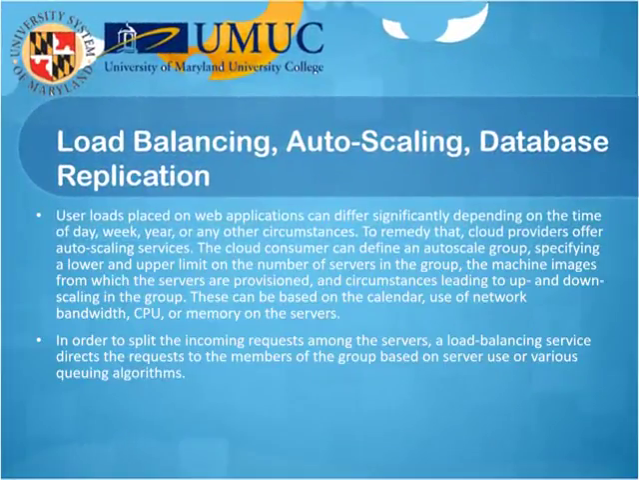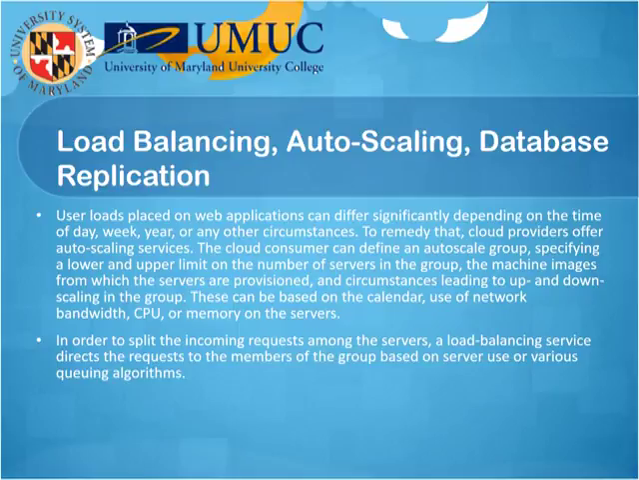Load balancing, auto-scaling, and database replication. User loads placed on web applications can differ significantly depending on the time of the day, week, year, or any other circumstances. To remedy that, cloud providers offer auto-scaling services. The cloud consumer can define an autoscale group, specifying a lower and upper limit on the number of servers in the group, the machine images from which the servers are provisioned, and circumstances leading to up or down scaling in the group. These can be based on calendar or use of network bandwidth, CPU, or memory on the servers.